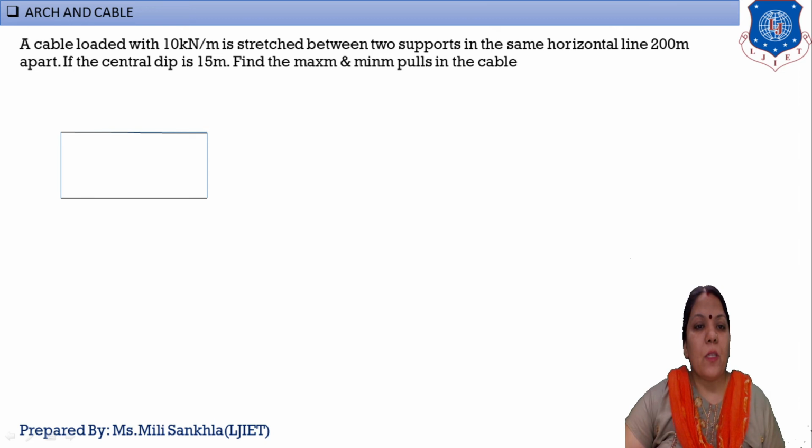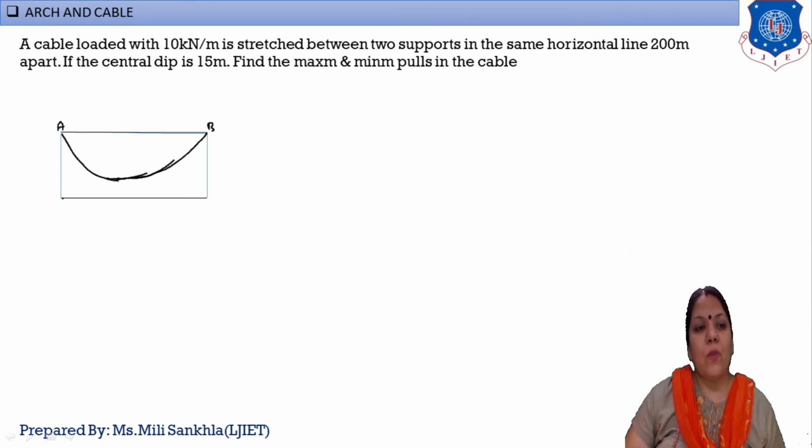That means suppose this support is A and this support is B, and here we draw the figure of the cable. Here our figure of cable is given, and this load is a UDL load between the two supports, given as 10 kilonewton per meter. The cable weight acts in the downward direction like this, and this is our central dip, and the dip D is given as 15 meter. Find out the maximum and minimum tension.